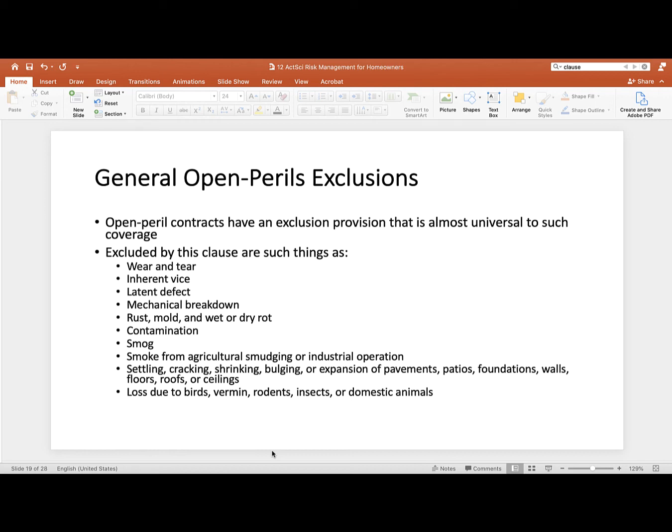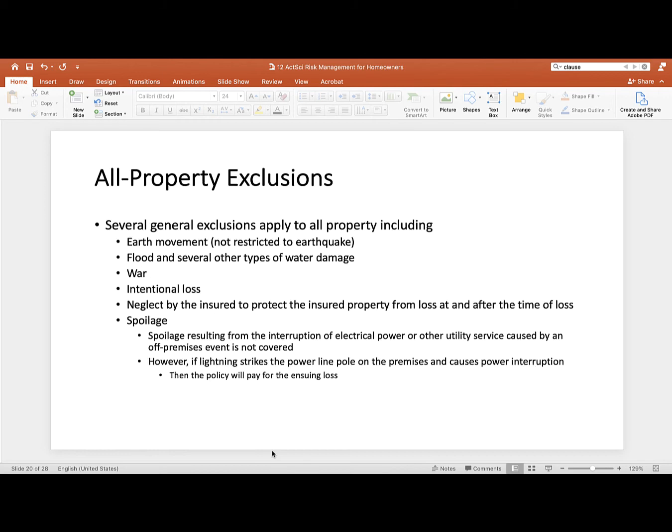So that's general open perils. And how about just all property exclusions? Forgetting about open perils, something that applies to all property, not just open perils. There are several exclusions, depending on which company you go to, that apply to all property, including earth movement, and it's not restricted to earthquake, flood, war. War may be a strange one. I always felt war was a strange one when I first started work, because most countries, I was raised in England, never had an inkling of a war there, but you never know. So insurers put it in there to cover themselves.